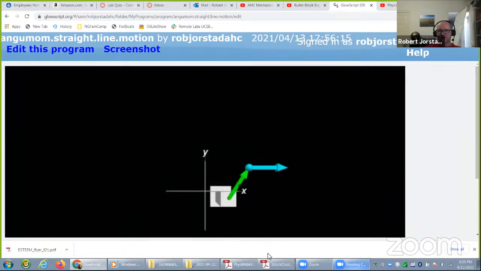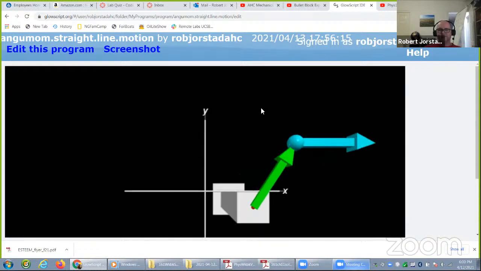So that's what's going on as this thing moves. I don't know if that was educational or not, but any questions on that? That's how you could simulate these types of things.